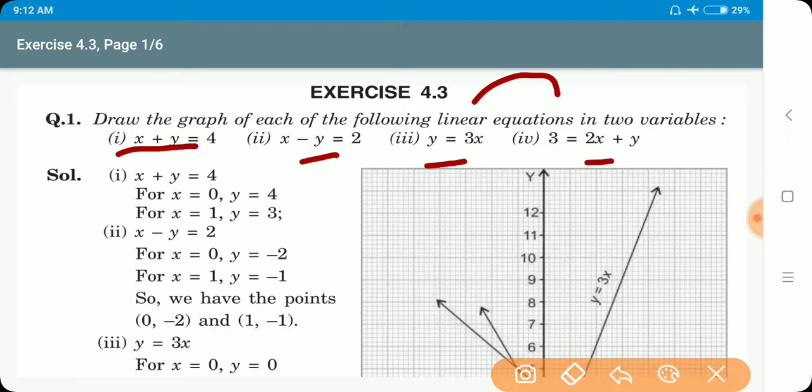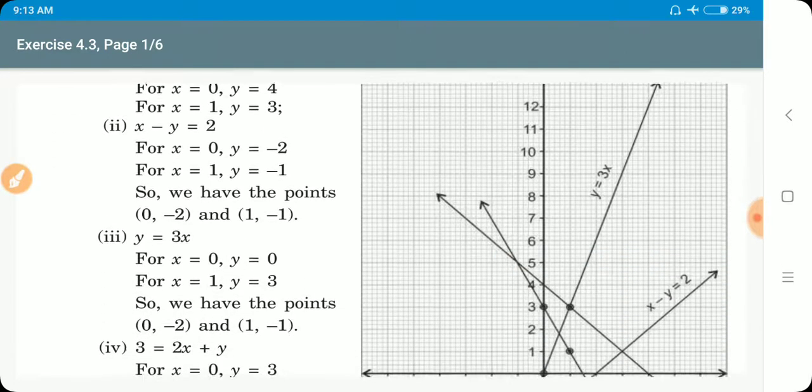I want to tell you guys there will be a line for one linear equation. So you must know a linear equation in two variables can be represented as a line on a Cartesian plane. First of all, I am going to tell you how to represent a linear equation in two variables and how to draw a graph for that.